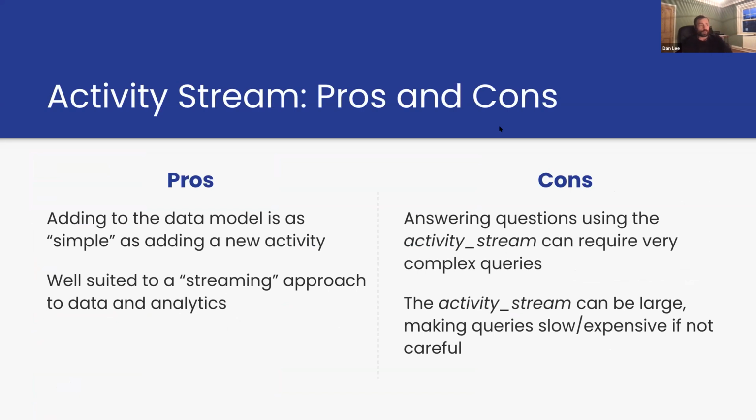So again, looking at pros and cons of this method, pretty different to the star schema. Some of the pros: adding to the data model is simple. You just have to think, how do I add a new activity into the front end of the activity stream? Another advantage here, it seems to be pretty well suited to a streaming approach. Time is a very important concept to the way that the activity stream is put together. On the other hand, answering specific questions using this activity stream table can require some pretty complex queries. And this activity stream, especially if you're a large organization, can be an absolutely huge table. So you have to be pretty thoughtful about how I can write a query here that's not going to be too slow or too expensive.